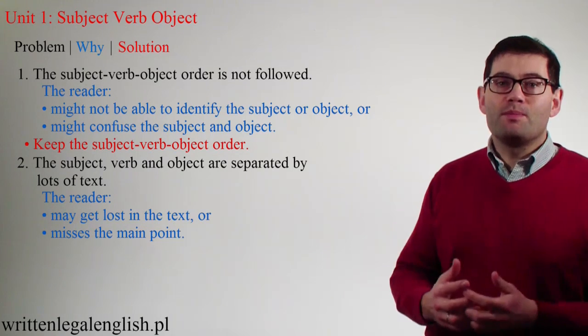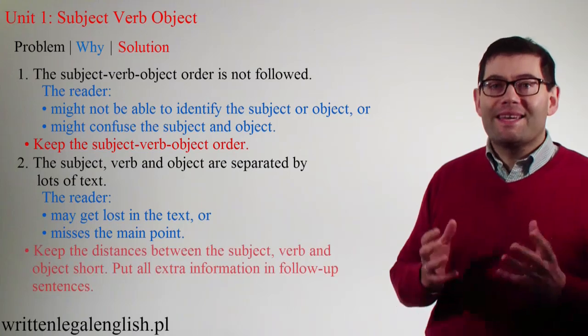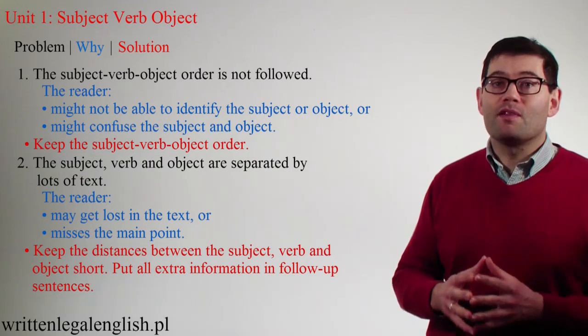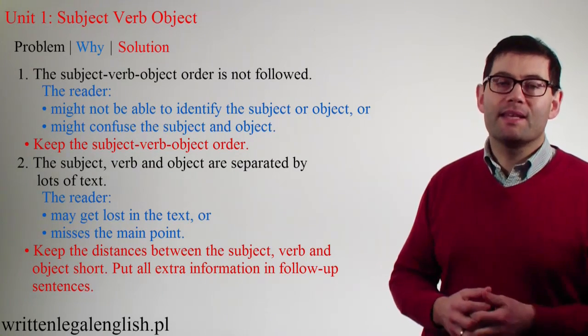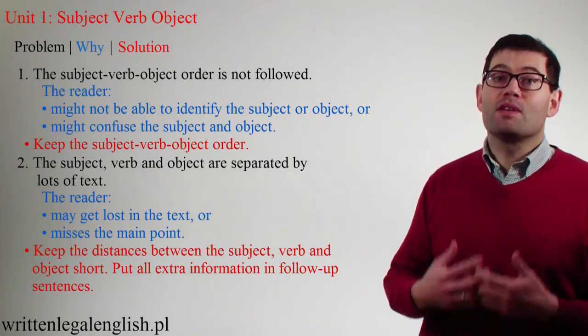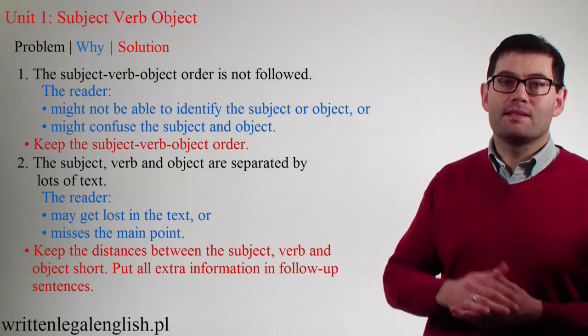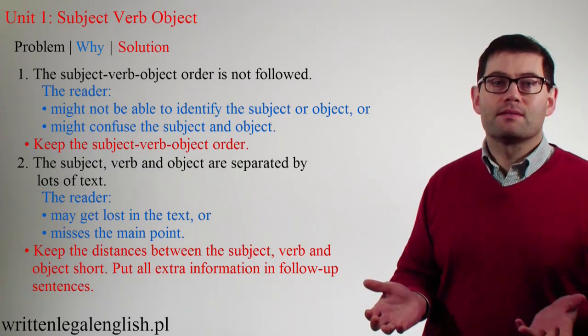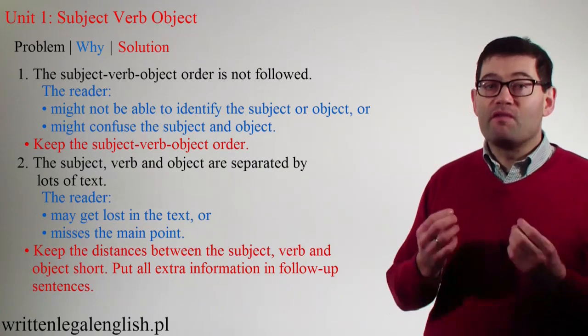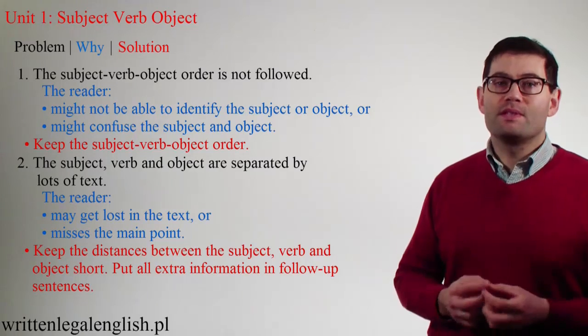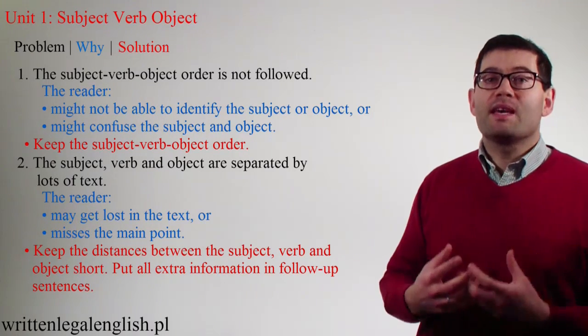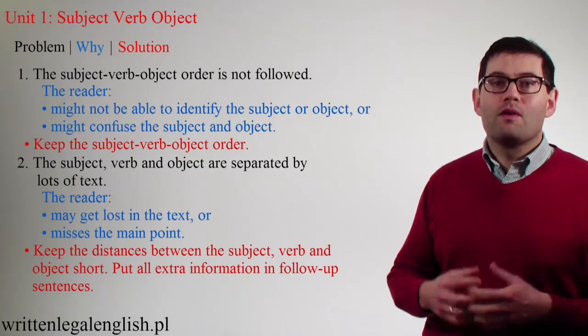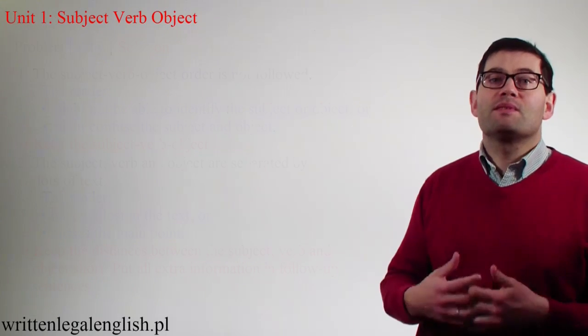Keep the subject-verb-object structure or active voice and keep the distances between the subject, verb and object short to help understanding. Put all extra information and related points in follow-up sentences. How do we do this? English is a language in which the verb is the most important element of a sentence. The verb communicates the action of a sentence. When reading a verb, the reader will then try to establish the relationship between the subject who does the verb and the personal thing the subject is affecting, the object.